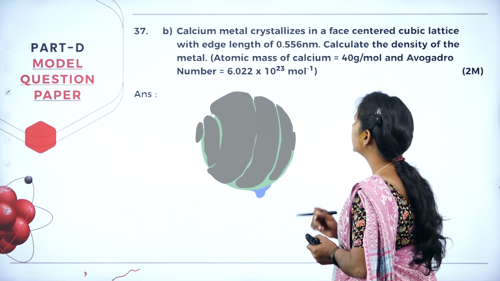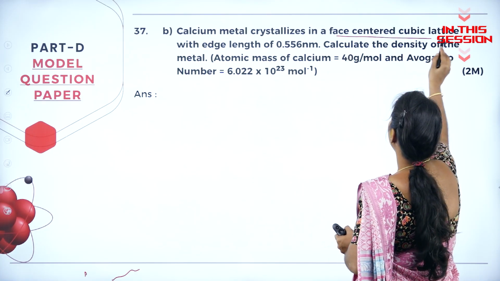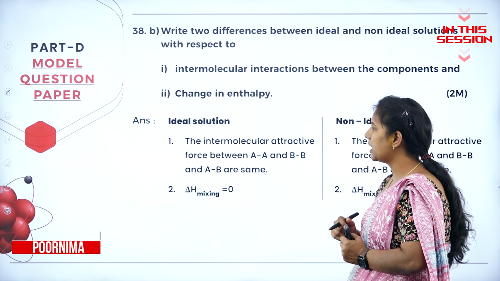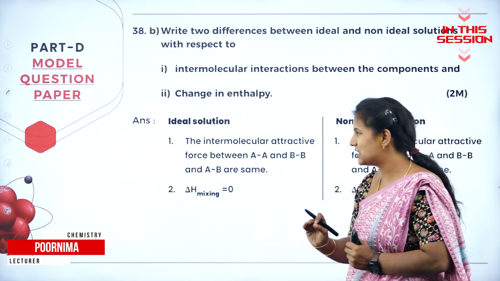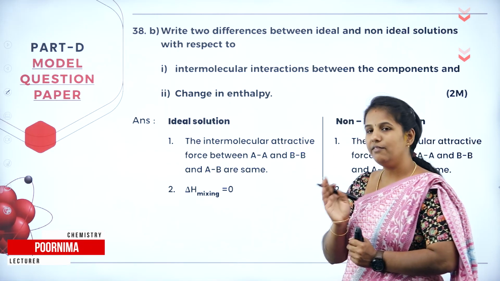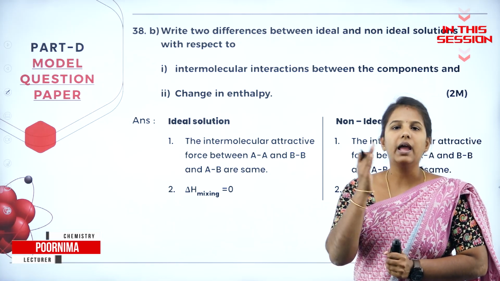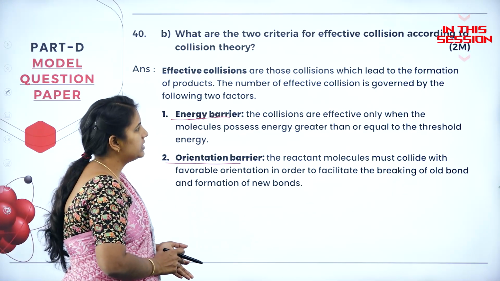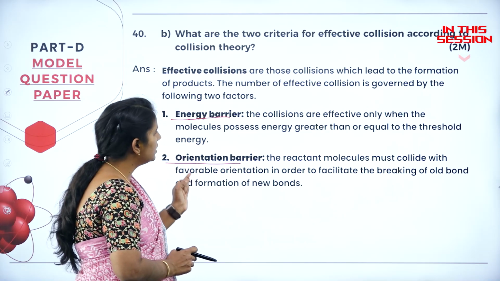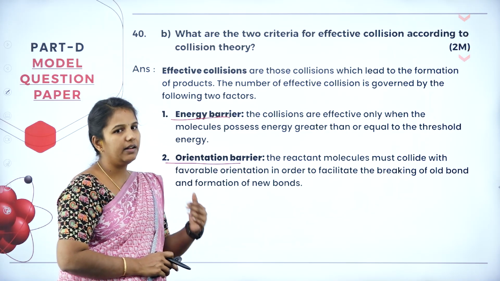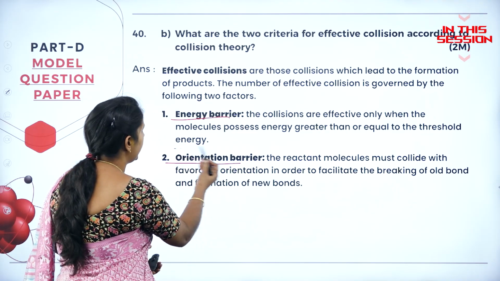The calcium metal crystallizes in a face-centered cubic unit cell. In ideal solution, the intermolecular force of attraction between A-A and B-B will be the same as that of A and B. The collisions are effective only when the molecules possess an energy which is greater than or equal to the threshold energy.